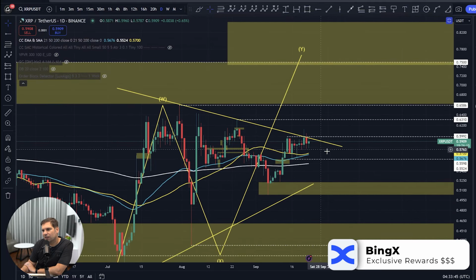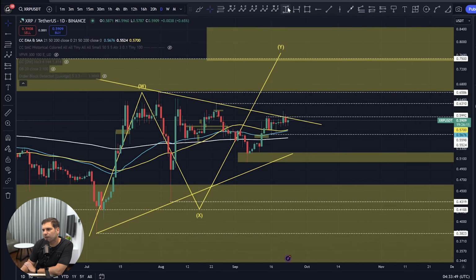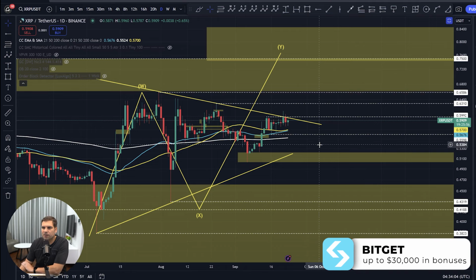So on the daily time frame, what's going on? Well, we're testing the trend line that we've been talking about for a while. We are in the bullish pattern. We are looking for this bullish breakout. Some people are looking at an ascending wedge pattern. Again, it's not an ascending wedge pattern as I see it on the daily time frame. But here you can see there's a 30% or 25 to 40% move to the upside on the cards.